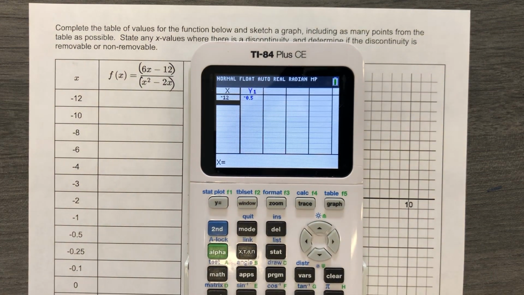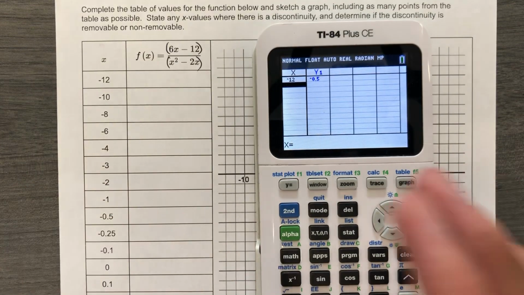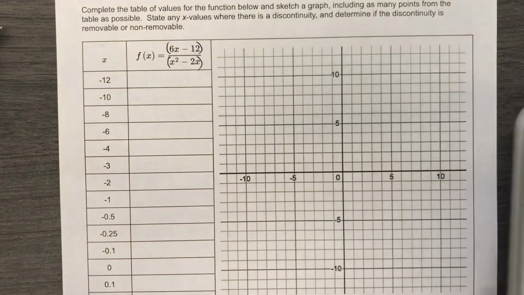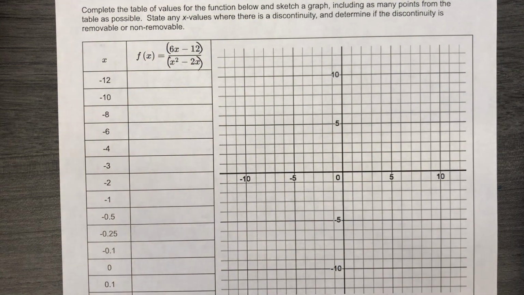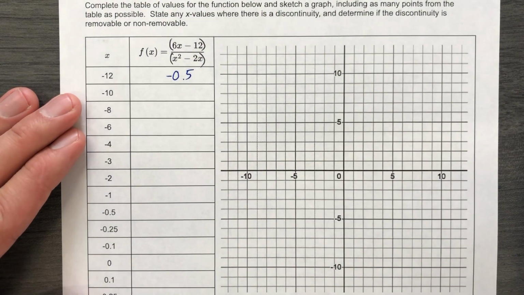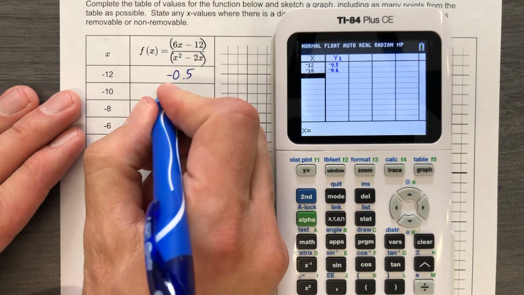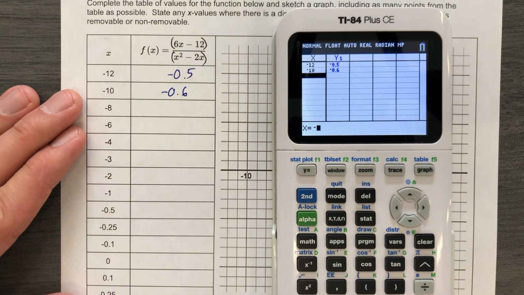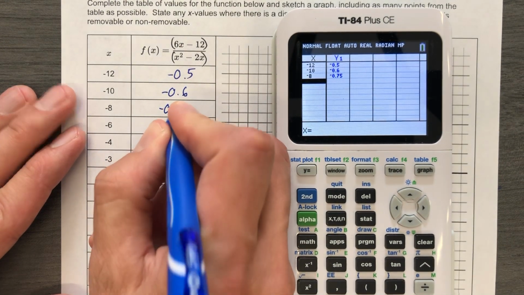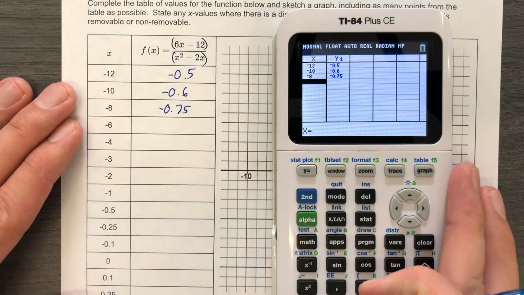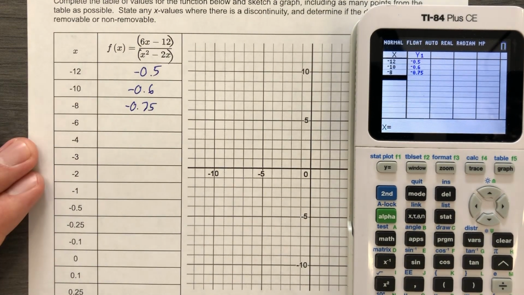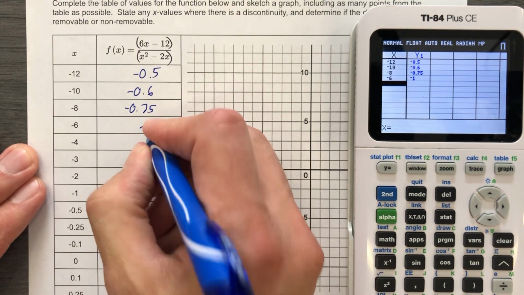So negative 12 is negative 0.5. Oh, that looks familiar. Let's start filling that in. This is basically exactly what you had on the other side of the paper, up to a point. And you're going to be like, oh, wow, this again? Negative 10, negative 0.6. Negative 8, negative 0.75. And if you're like, man, I'm just going to copy the other side of the paper, yeah, have fun with that, because in a minute we're going to get a little hiccup, and you're going to see why. Negative 6, negative 1.